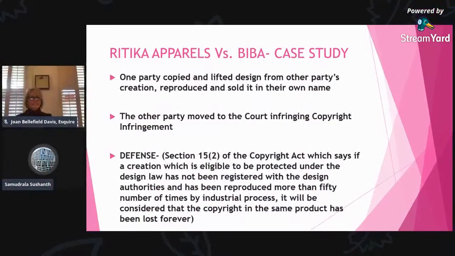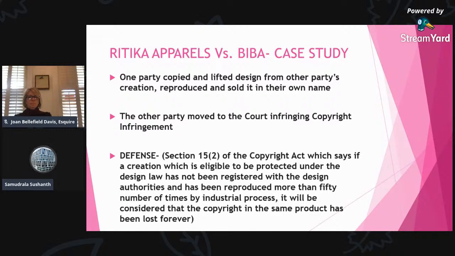So here's one very interesting case that I thought of sharing with you. Now, copyright versus design. I think one of the key areas are these two case studies, which will be able to demonstrate the kinds of lacunas, and shall I say, the kinds of loopholes in the legal system, as also in some of these legal provisions. So we have this wonderful case called Ritika Apparels versus Biba. Biba is a brand, and Ritika Apparels is a fashion brand, which is also in connection with one of the fashion designers named Ritu Kumar.